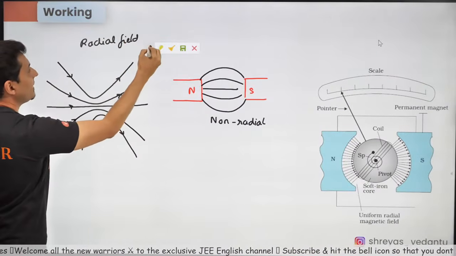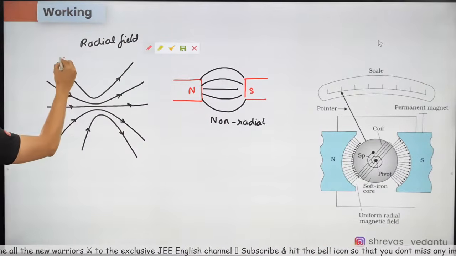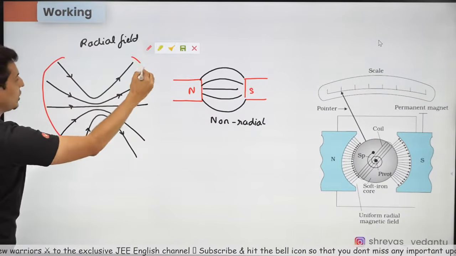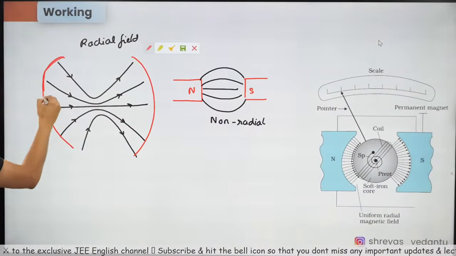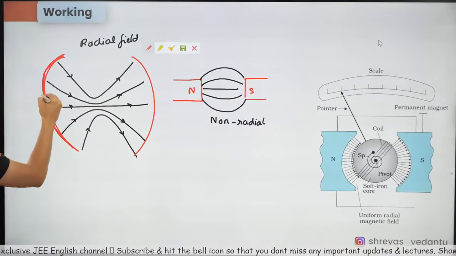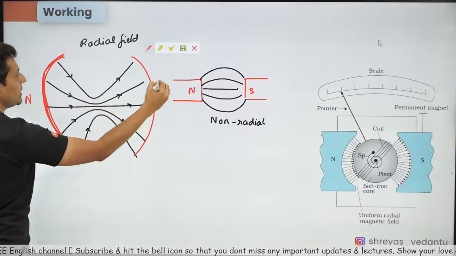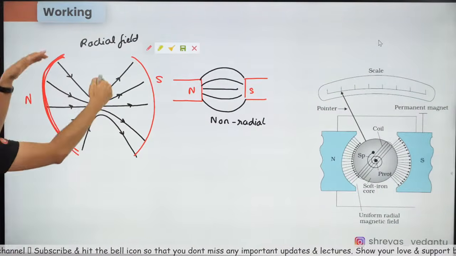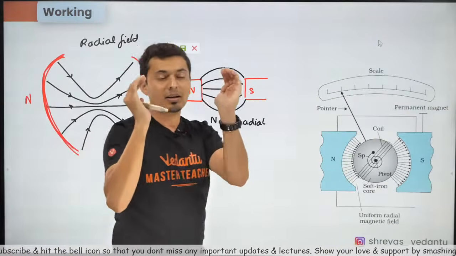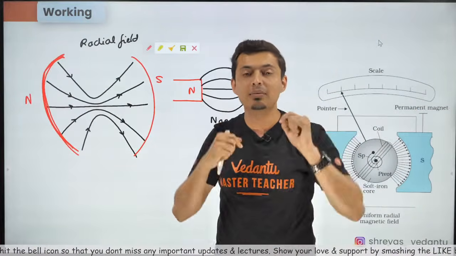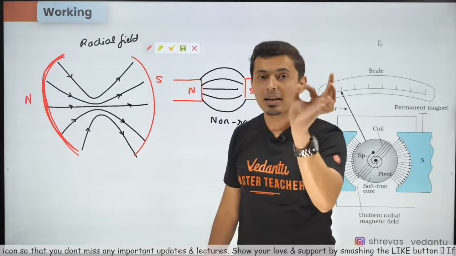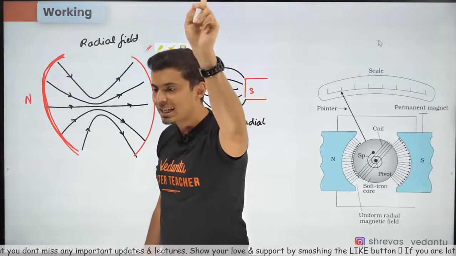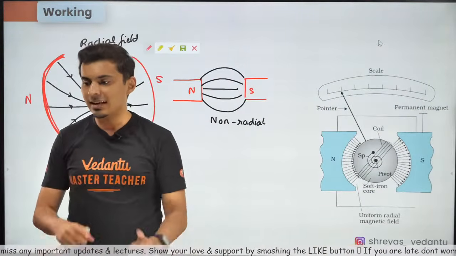And how do you get a radial field? You need a magnet which is curved in a peculiar way, and that is basically a cylindrical form. It's curved. You can see this is the north pole, you can see this is the south pole. When the magnets are in that curved form, then the field which comes out of it is radial in nature. Is that clear, my warriors?